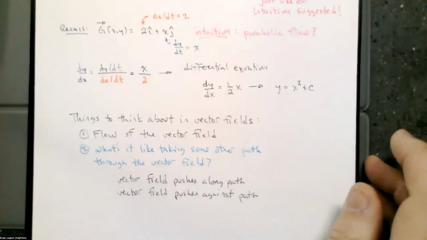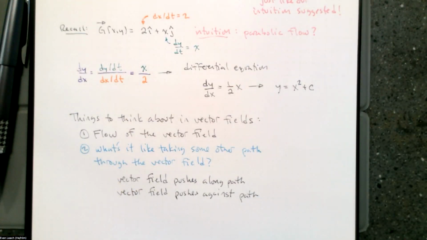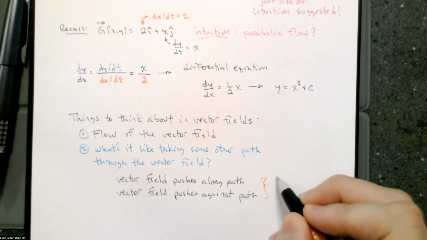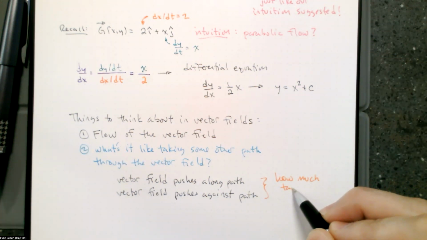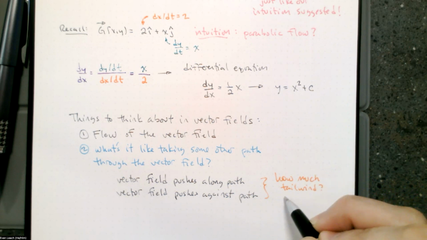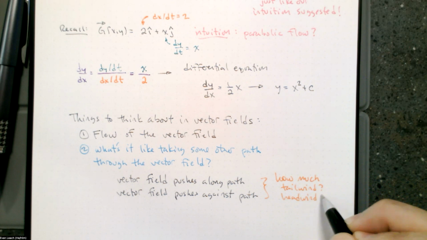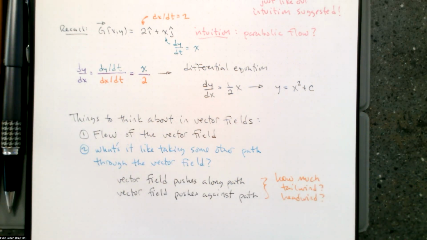These are the things that the vector field might be doing as we're walking around in this vector field. Maybe the vector field is pushing us along, a tailwind. Maybe the vector field is pushing against us, a headwind. And then, of course, the question, because it's math class, how much is that happening? How much tailwind? How much headwind? How much influence does that vector field have on our path?